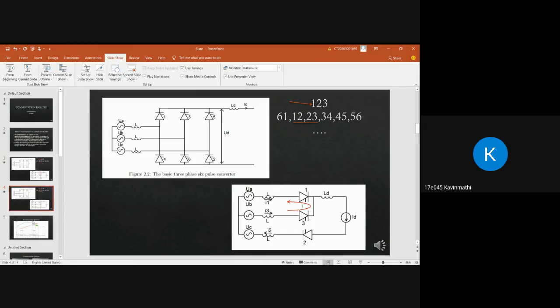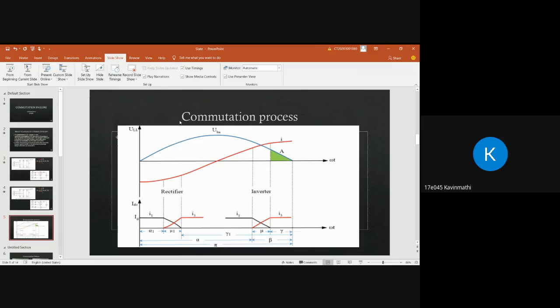So let's see this. These are the graphs of the commutation. This black line is the output ID current from thyristor 1. After this thyristor, this is the line of thyristor 3, the output current of thyristor 3. So when thyristor 3 gets triggered at this alpha, it will provide a reverse bias condition to thyristor 1, and see, this will get reduced and it will get off. So the sequence will be changed after this time period.